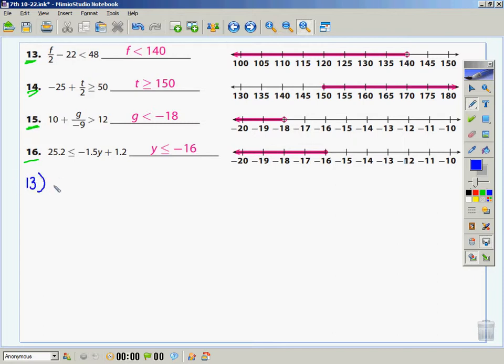Number 13 says f divided by 2 minus 22 is less than 48. If I'm trying to get the variable by itself, I've got to undo subtraction. I undo subtraction by using addition.